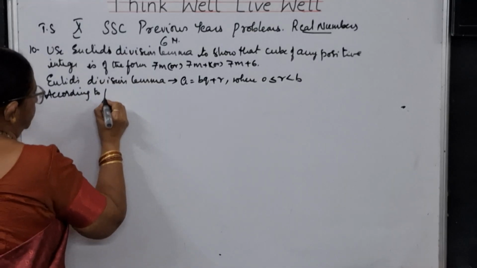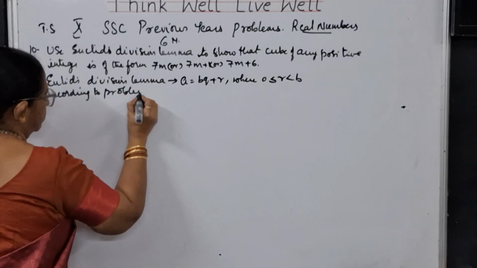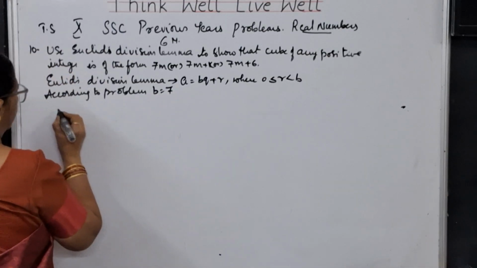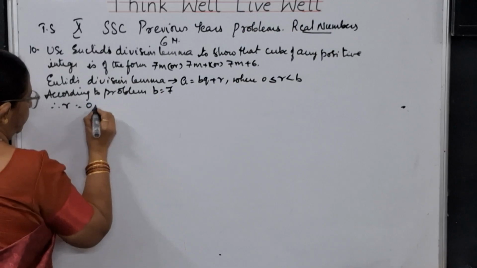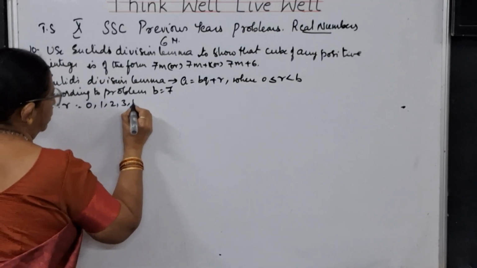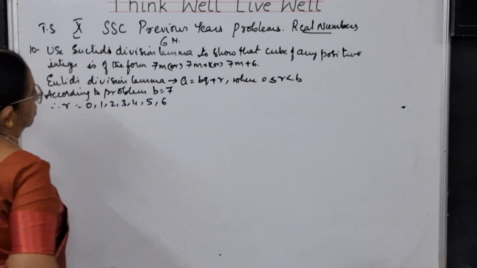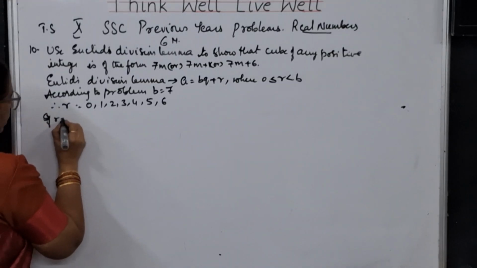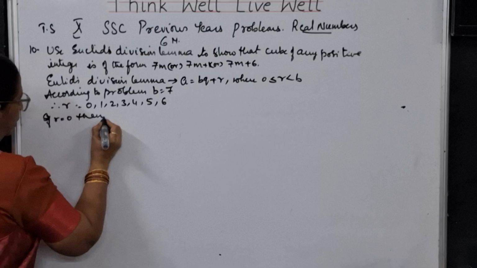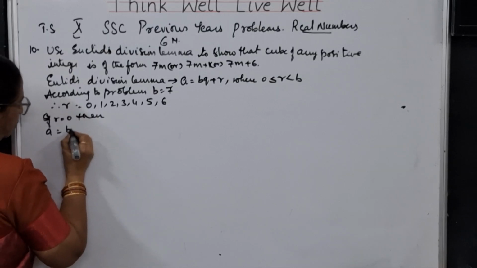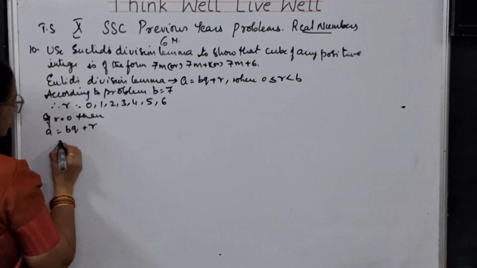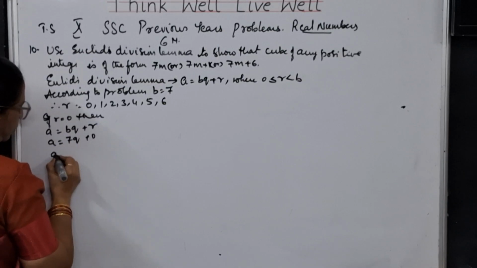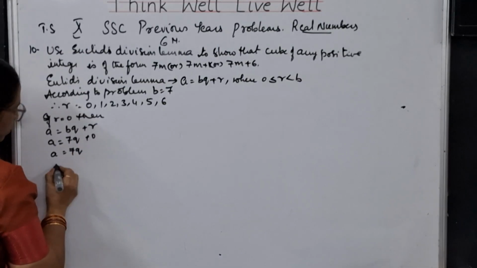According to the problem, b is equal to 7. Therefore, what is r? 0, 1, 2, 3, 4, 5, 6. So, let us take r is equal to 0. Then a is equal to bq plus r, that is a is equal to 7q plus 0, a is equal to 7q.